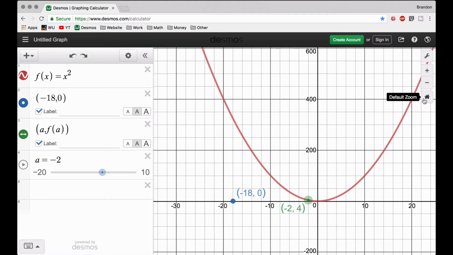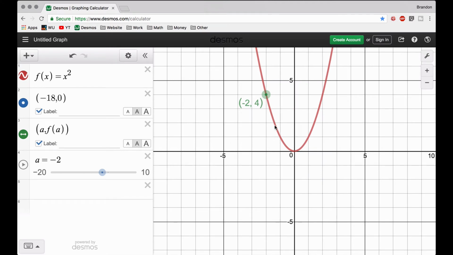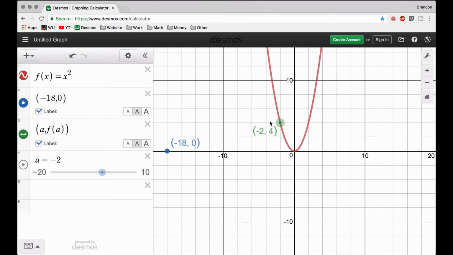If I were to press this home button on Desmos to zoom to default, that's going to scale the x and the y the same, and here's our (-2, 4). If we zoom out, notice now when everything's scaled the same, that point does appear to be the closest, whereas these points that we thought we had at the beginning way up here, they are definitely farther away from (-18, 0) than (-2, 4) is. So keep that in mind when you're looking at a graph. If your scales are different, looks can be deceiving. But hopefully you do see here, that is the closest point on the curve y equals x squared to (-18, 0).